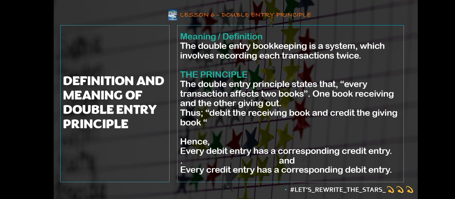We'll take real-time transactions and do the recordings for them. What the principle states, basically, for you to keep in mind, is that you are supposed to debit the receiving book and credit the giving book, while every transaction is being recorded twice.